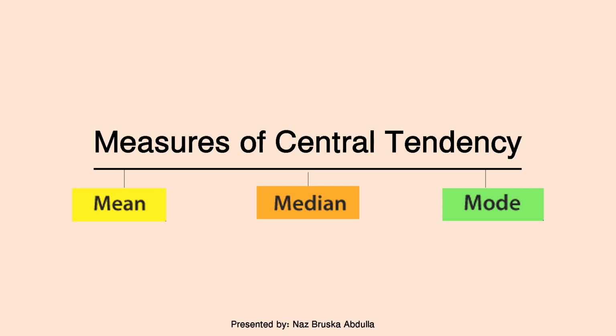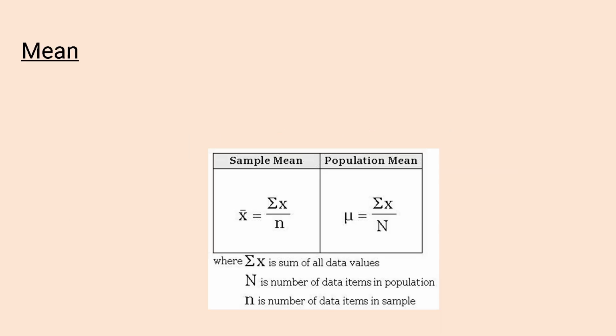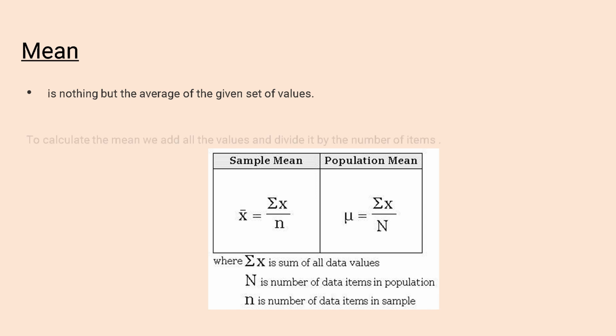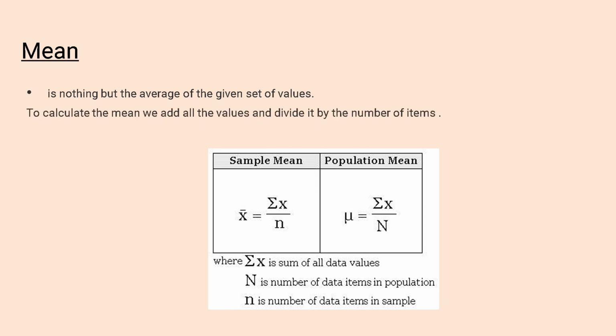In this video I'm going to be talking about measures of central tendency, which is mean, median, and mode. First one we have here is mean. Mean is nothing but the average of the given set of values. To calculate the mean, we add all the values and then we divide it by the number of items.